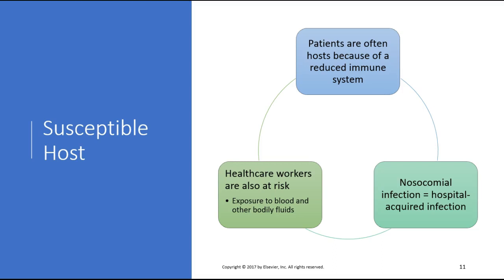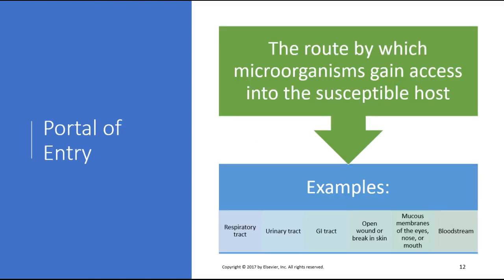The susceptible host: patients are often hosts because of reduced immunity. When you get an infection in the hospital, it's called nosocomial, and healthcare workers are also at risk as we're exposed to blood and other bodily fluids. The port of entry is the route by which the microorganism gains access to the susceptible host. Like we said, it could be respiratory, urinary, GI, an open wound, or a break in the skin. If you have a cut on your hand, make sure you have gloves on all the time. If you have a cut on your arm, make sure it's covered up. I usually put Tegaderm over it so it has a seal, so that no organisms can get into your open wound or broken skin.